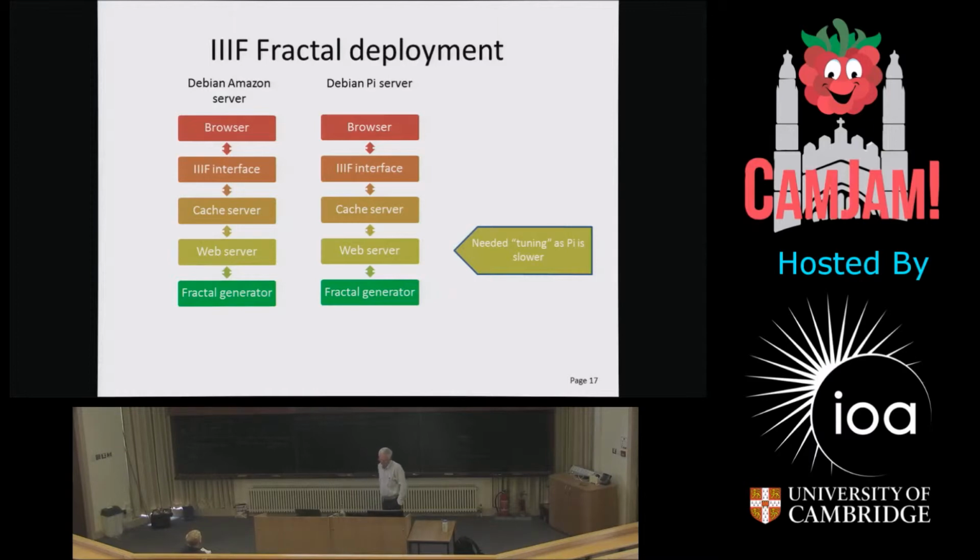I took a free cloud server from Amazon. I deliberately chose Debian, and I got that running on an Amazon server and also running on a Pi as it's running Debian as well. What I found was that the Pi is not exactly fast, so I had to tune the web server a bit in order to get it to stop timing out, but in the end that was quite successful, and I'll show you that presently.